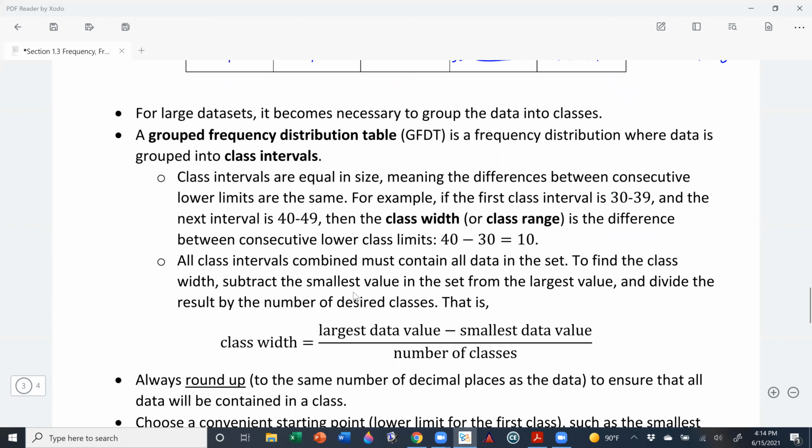All class intervals combined must contain all data in the set. So to find the class width, subtract the smallest data value in the set from the largest data value and divide the result by the number of desired classes. You'll pretty much just be told what number of classes to use, just to make sure that all of our tables come out with the same answers. There's a lot of freedom in statistics, especially if you're doing your own research, but you'll be told the number of classes for the examples.